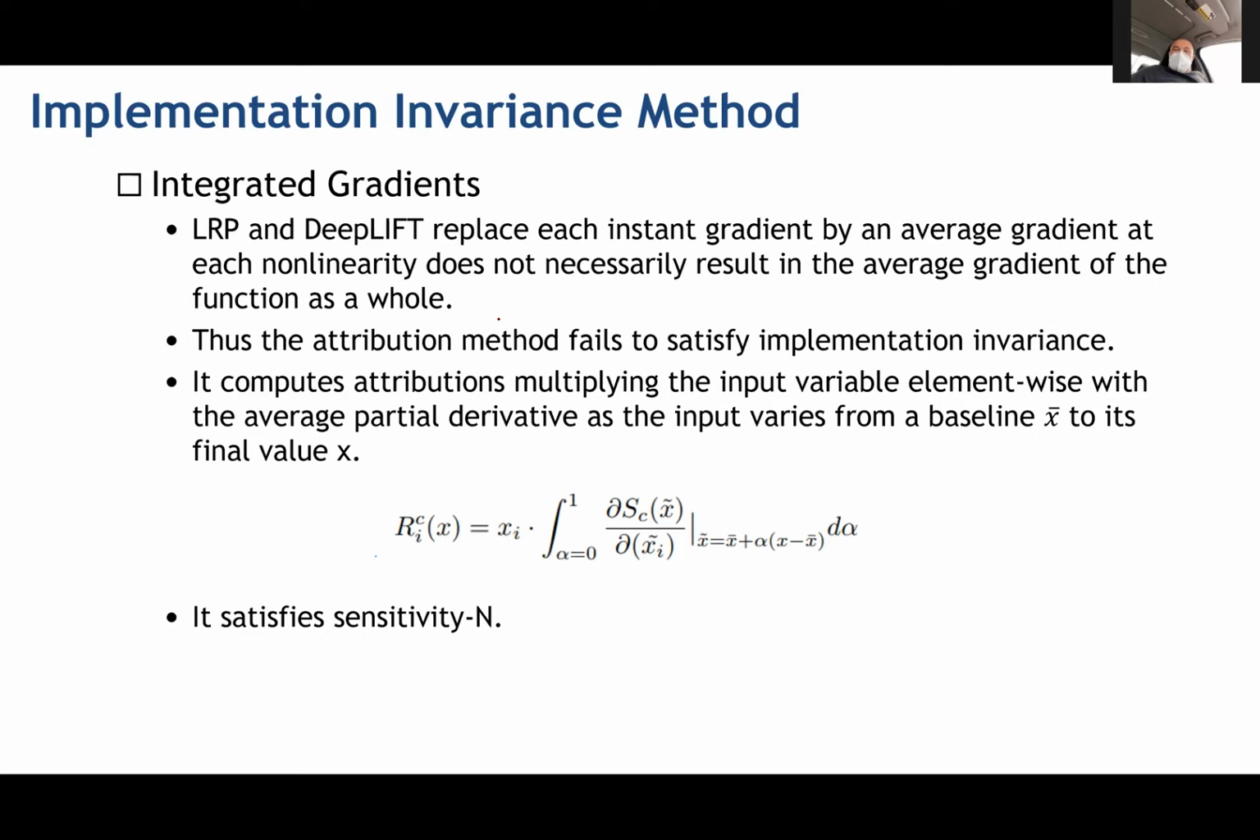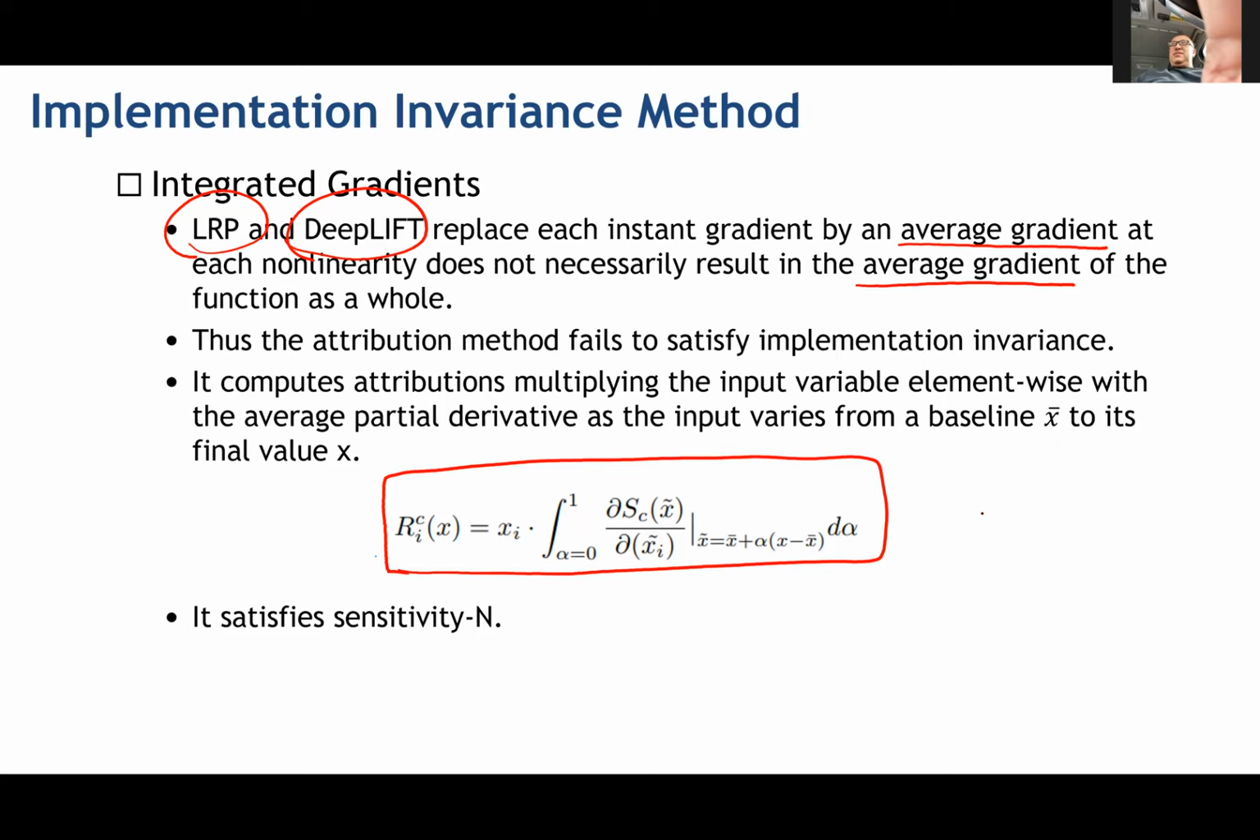And we also have another implementation for the invariant method, called the integrated gradient. LRP and DeepLIFT use instant gradient instead of an average gradient, and with a nonlinear function that does not necessarily result in the average gradient of the function as a whole. So what the integrated gradient method does is use the function with a baseline input x bar, and the input that we wish to have, x.